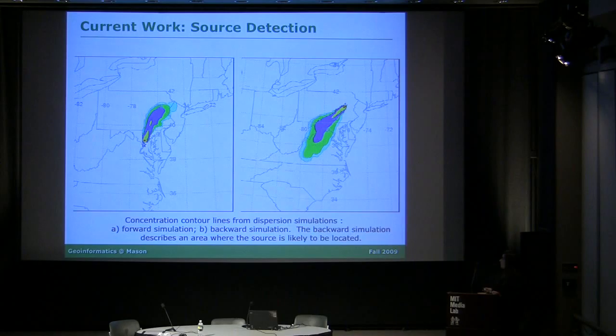Now, our current work focuses not only on forward simulation, which is how something evolves, but also backward simulation, which means that we want to detect the sources of the releases. It is not enough to know that something is happening. We have to know where it is coming from and go back and correct that.